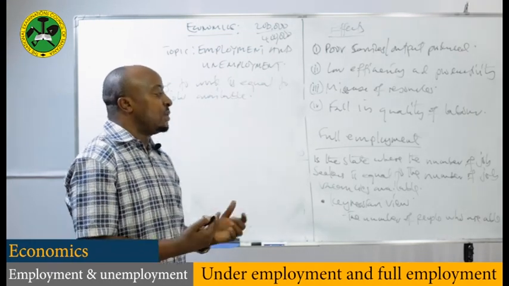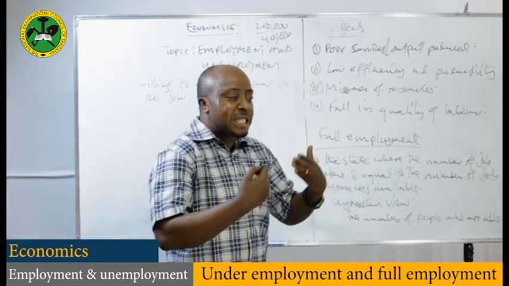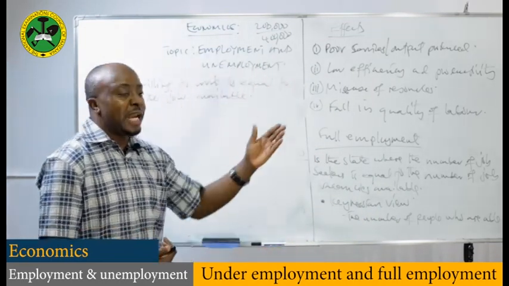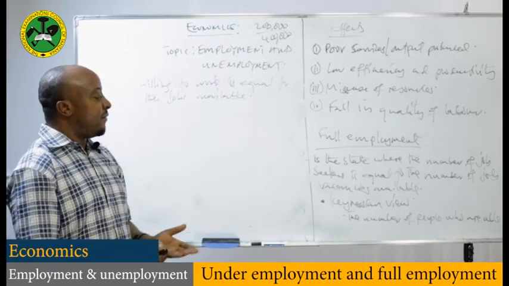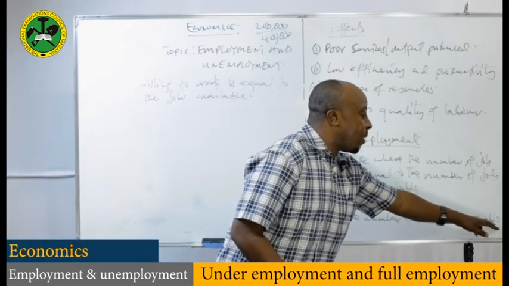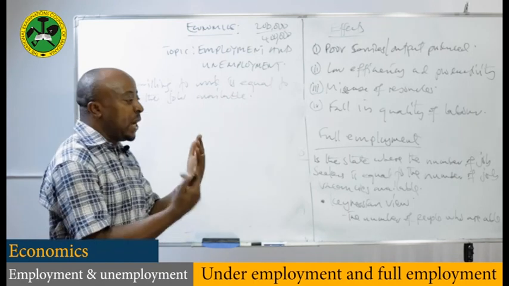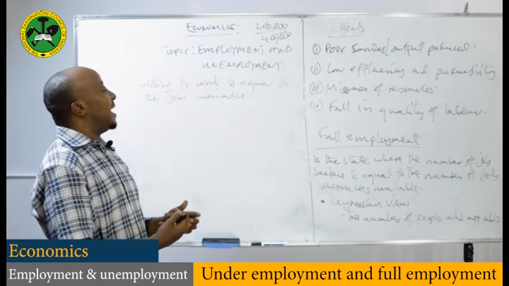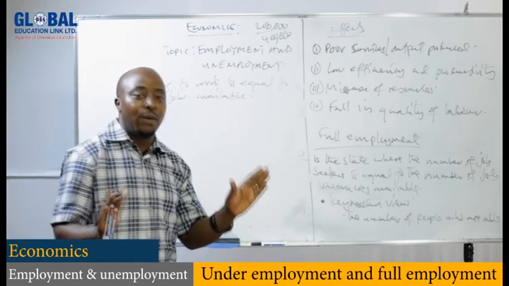But in physical jobs, for example, in those casual works, people use their physical ability, the strength of their bodies, like loading and unloading in bus stands, in stations, whatever. That is use of someone's physical ability. So it means you must be able, physically or mentally, and then you are willing. So according to Keynes, when the number of these people who are willing and able to work is equal to the jobs available, then we say the economy is at full employment.